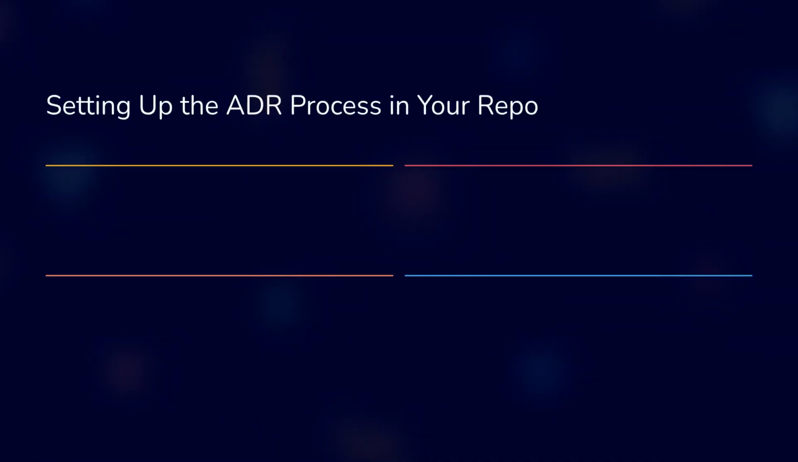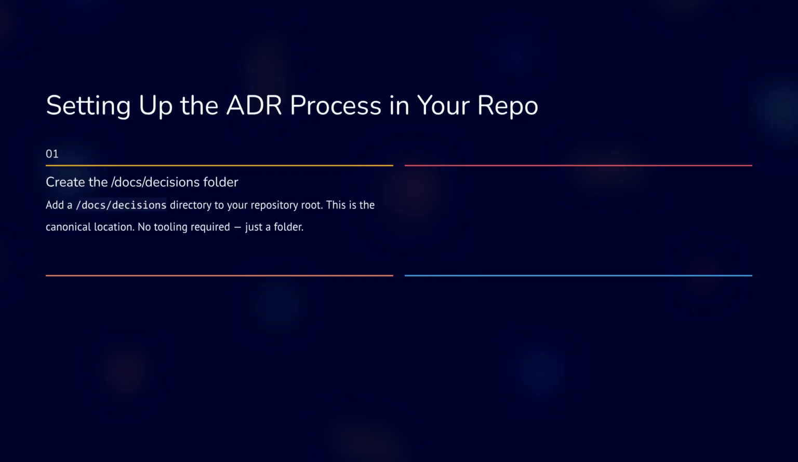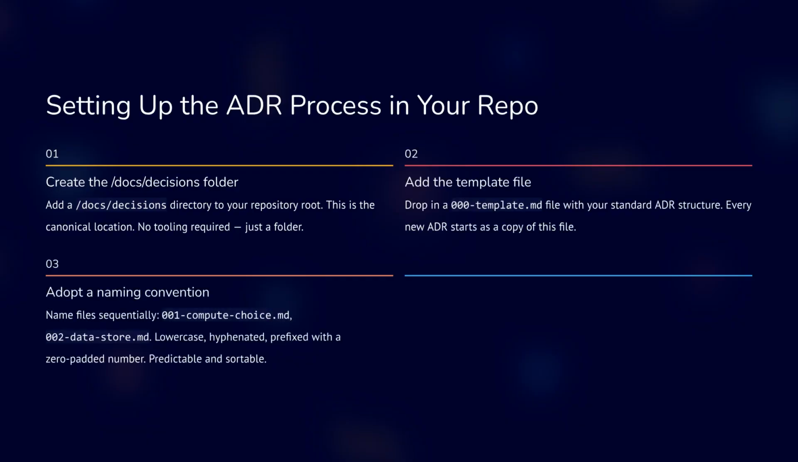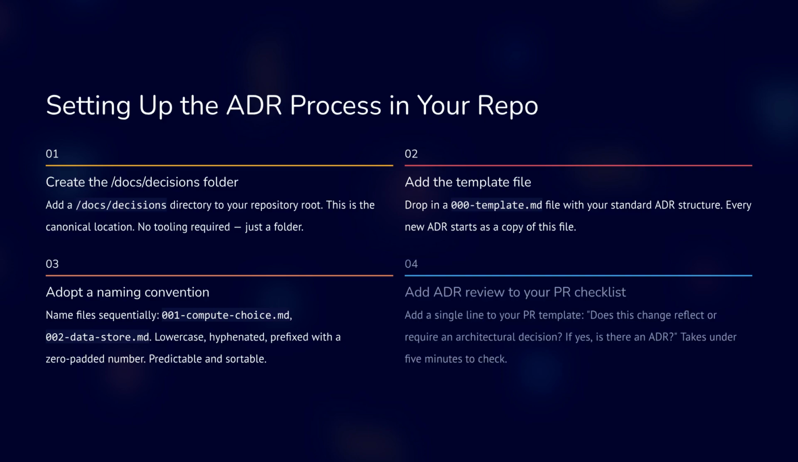Setting up the ADR process is simple. Create a /docs/decisions folder in your repository, add a template file, adopt a predictable naming convention like 0 padded sequential numbers, and add an ADR review to your PR checklist.